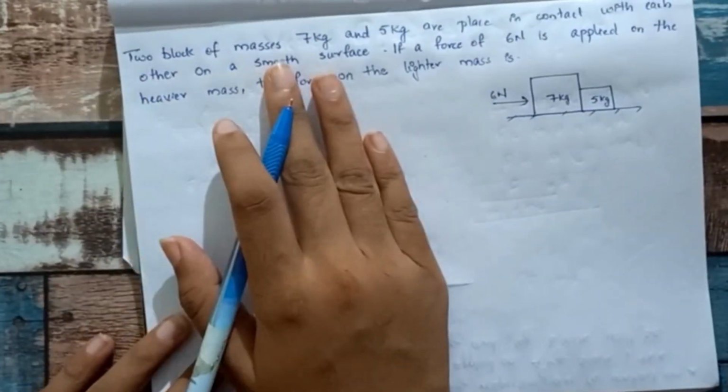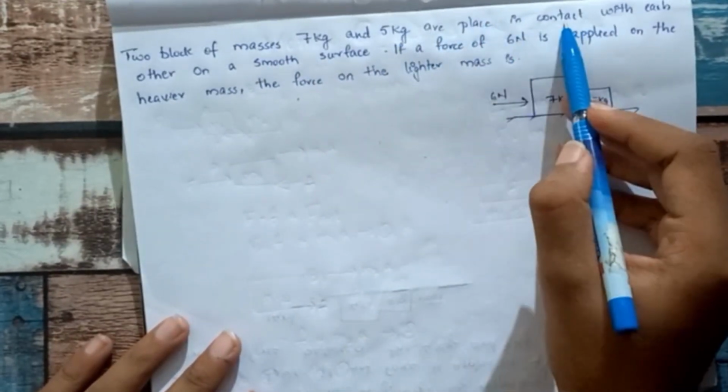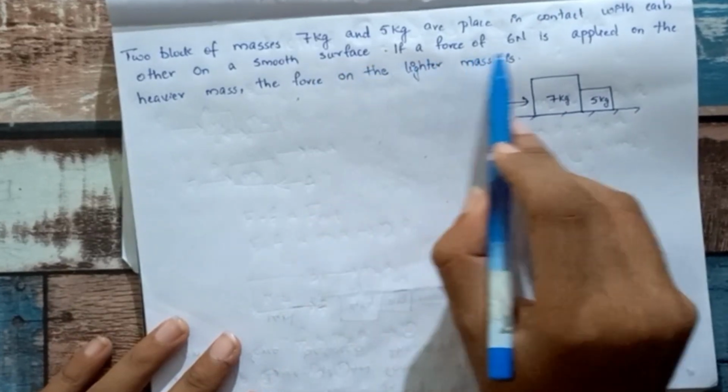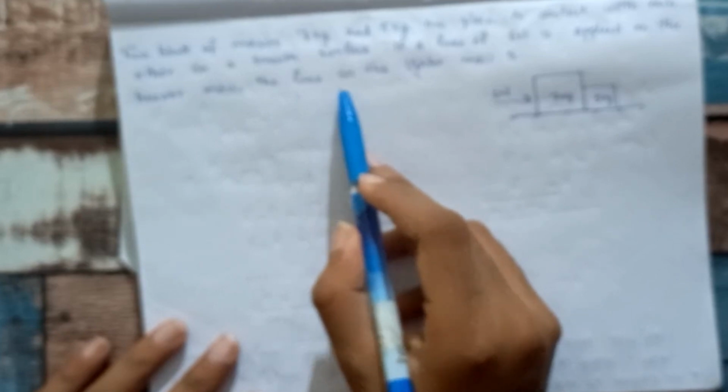Two blocks of masses 7 kg and 5 kg are placed in contact with each other on a smooth surface. If a force of 6 Newton is applied on the heavier mass, the force on the lighter mass is? So see guys, this is the block which is having the lighter mass, and we need to find the force being acted upon this block.